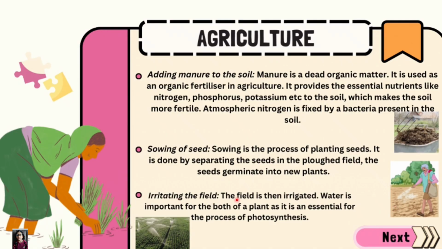Irrigating the field. The field is then irrigated. Here irrigated means watered. Water is important for the plant as it is essential for the process of photosynthesis. Here we can see that after the sowing of the seed, the water is sprinkled all over the farm and it helps for the growth of the plants.